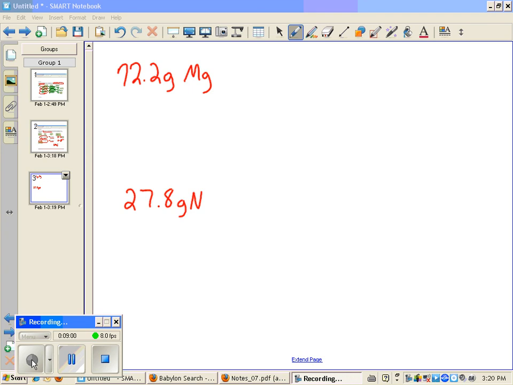Okay, now here's the problem that you hopefully just finished. You had 72.2% of magnesium. I'm going to assume a 100 gram sample and take that right to grams. I'm going to look this up on the periodic table and get 24.3 grams of magnesium per mole of magnesium, and that's going to give me 72.2 divided by 24.3, and I'm going to get 2.97, and because it has 3 significant digits, I'm going to stop there with 3 moles of Mg.